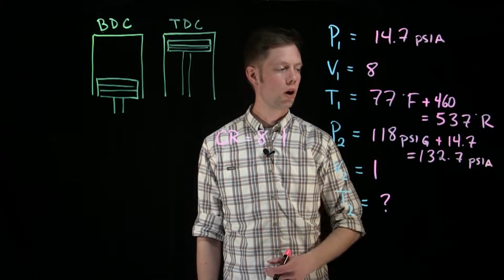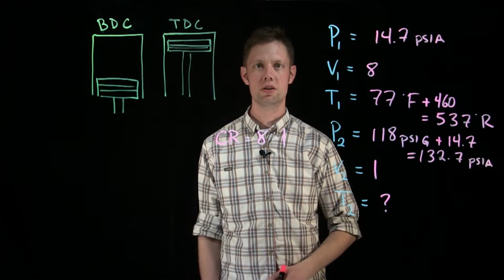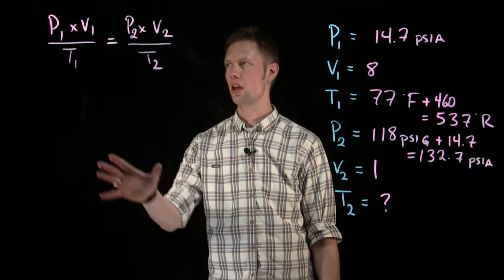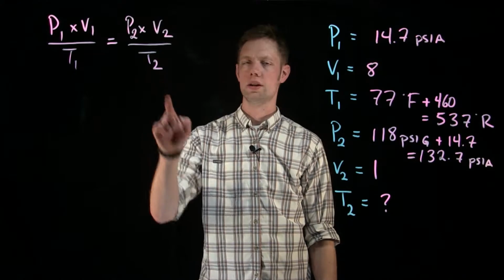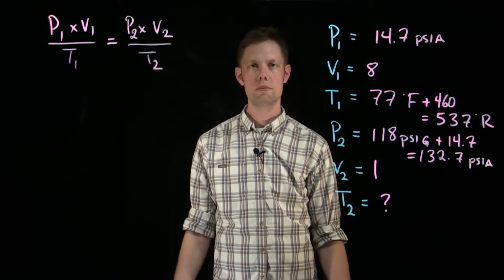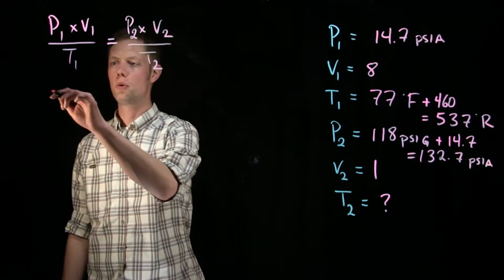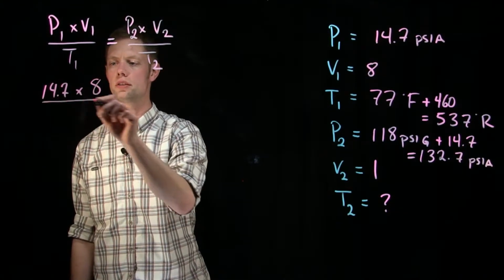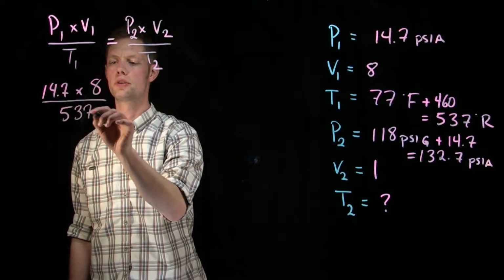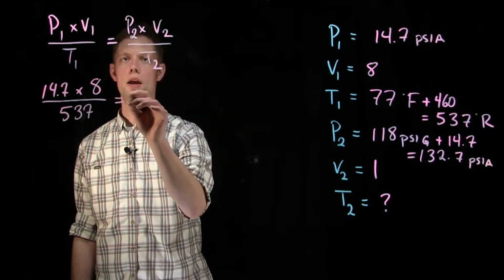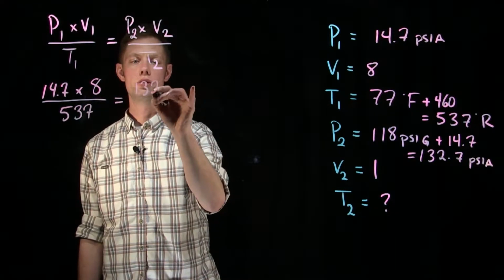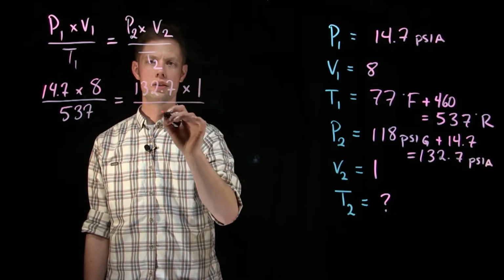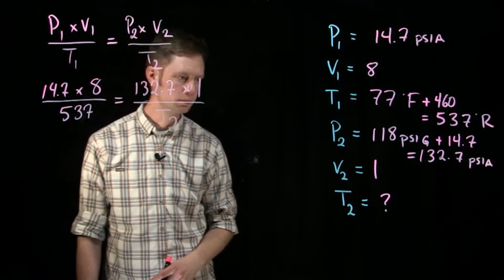We have all of the values we need. Now we can put it into the formula. This is the combined gas law formula. This should tell us, with these values here, what T2 is. I'm just going to put those numbers in place. So P1 is 14.7. V1 was 8. T1 is 537. P2, 132.7 times V2, which was 1, and the variable we're looking for is T2.